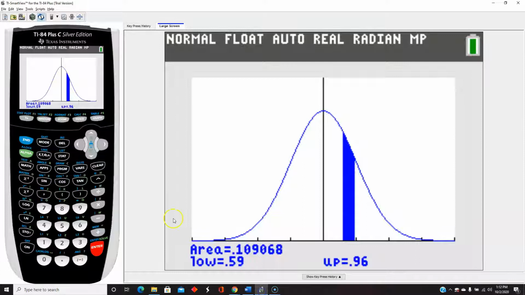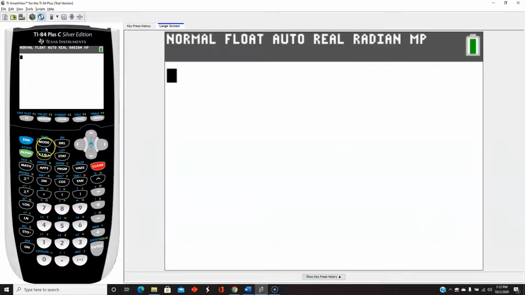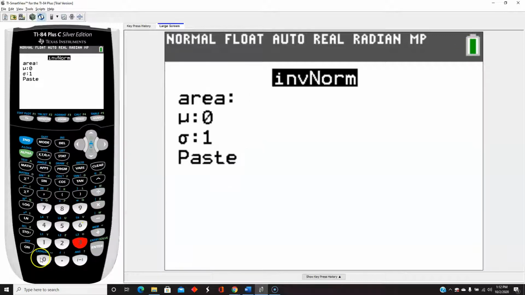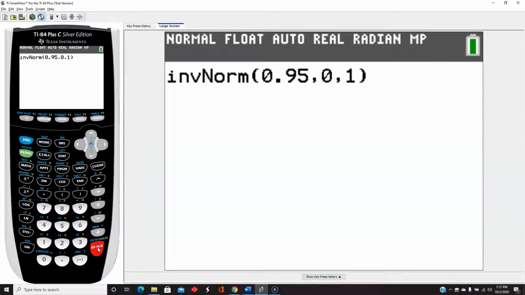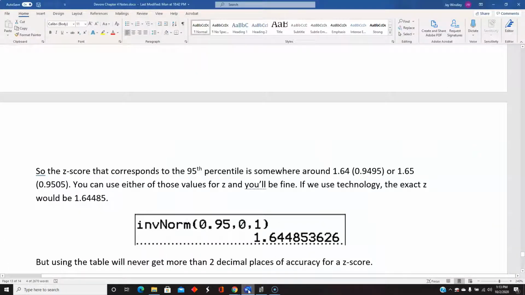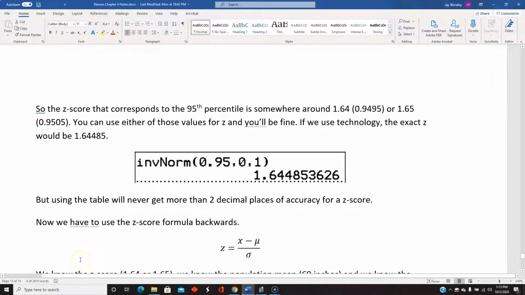So back to the calculator, if we do inverse norm, that's second vars, and then the third item down is inverse norm, and tell it the area is 95%, the calculator will tell us what z-score has 95% of the data below it. And usually statisticians call this number 1.645. There's a long story why three digits on the z-scores, but 1.645 is generally accepted.